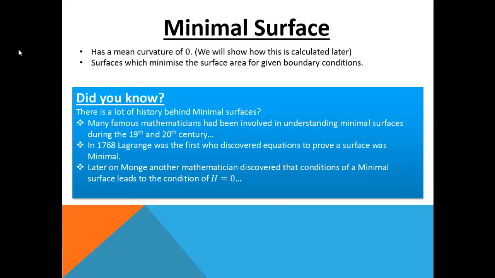A minimal surface has a mean curvature of 0, and Zainab will discuss how to calculate this later. A surface is minimal if it minimises the surface area for given boundary conditions. There is a lot of history behind minimal surfaces, and many famous mathematicians have been involved in their understanding during the 19th and 20th century. In 1768, Lagrange was the first who discovered equations to prove that a surface was minimal, and then later, another famous mathematician discovered that the conditions of a minimal surface led to the conditions of the mean curvature being 0, which is something we still use today.